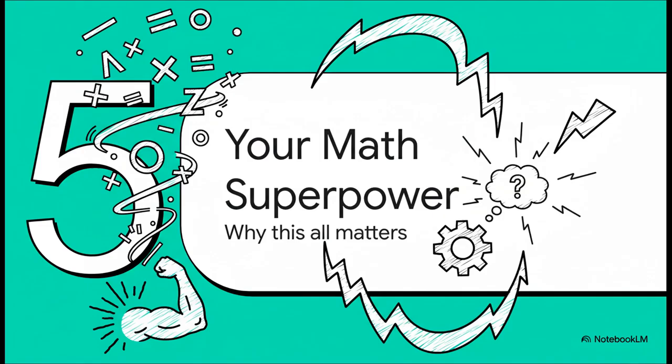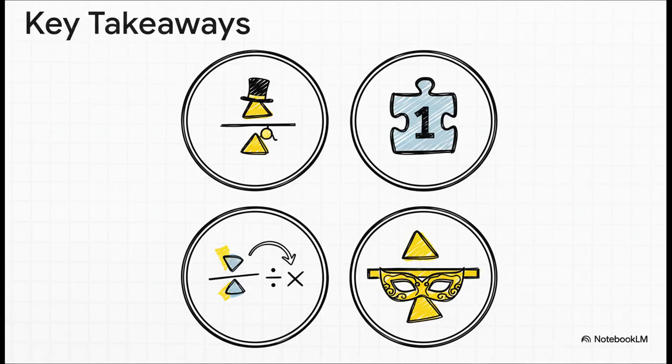Which brings us to our last section, your new math superpower. So, why does any of this actually matter? Let's just quickly recap the key takeaways. Number 1, rational expressions are just regular fractions wearing a fancy algebraic costume. The rules are the same. Number 2, when in doubt, factor. Factoring is your best friend. It's the key that unlocks everything. 3, division is just multiplication in disguise. Just flip the second guy and you're good to go. And 4, a complex fraction is, you guessed it, just a division problem in disguise.